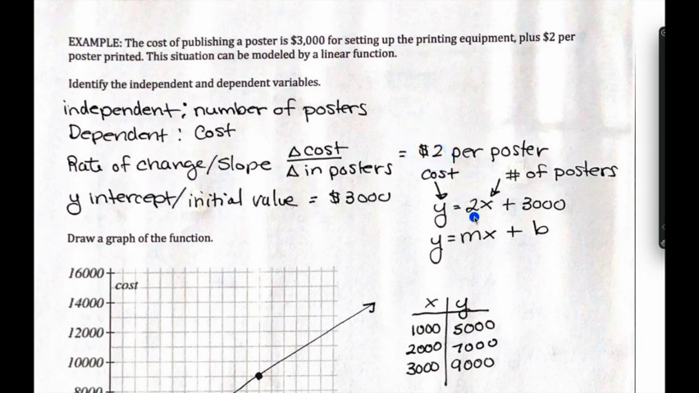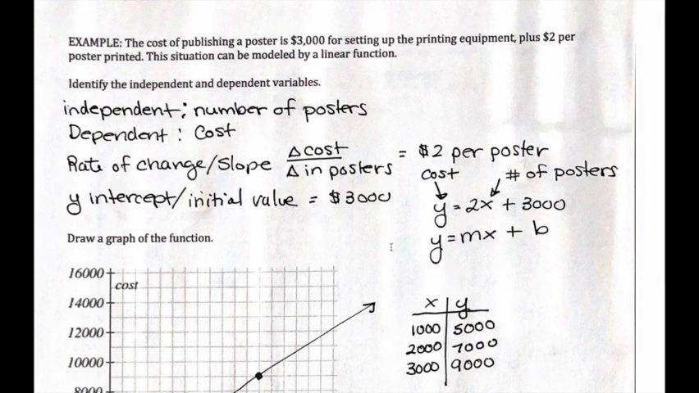Now our b is the initial value, and it says it's $3,000 to set it up. So that's going to be my initial value. So I have my m, which is 2, and my b, which is 3,000. And so my equation is going to be y equals 2x plus 3,000, where I would plug in the number of posters, because that's my independent variable, and I would get out the cost based on the number of posters.